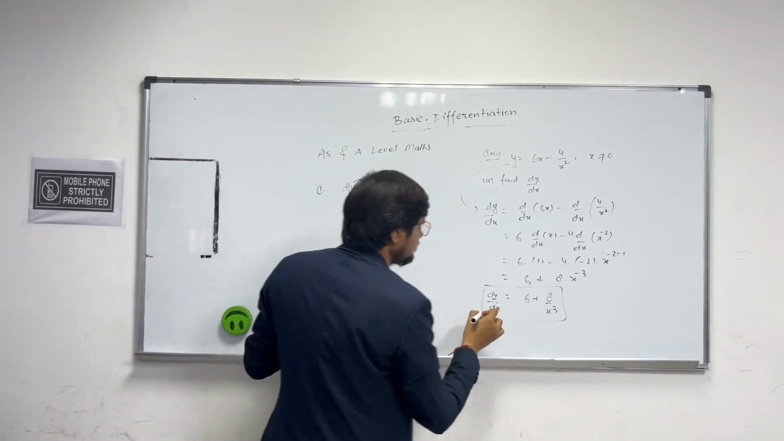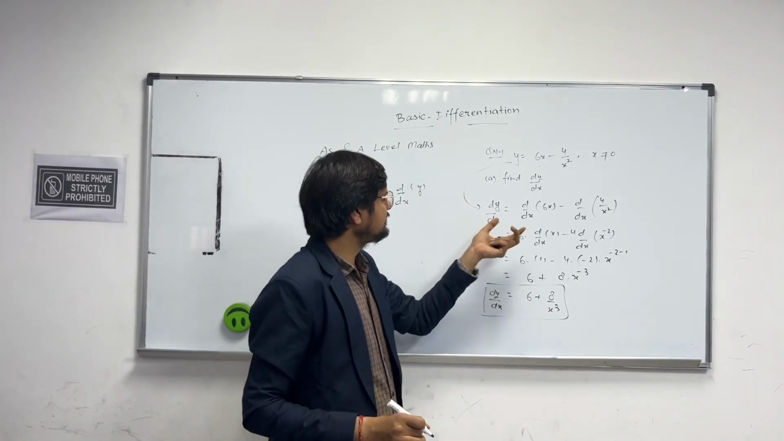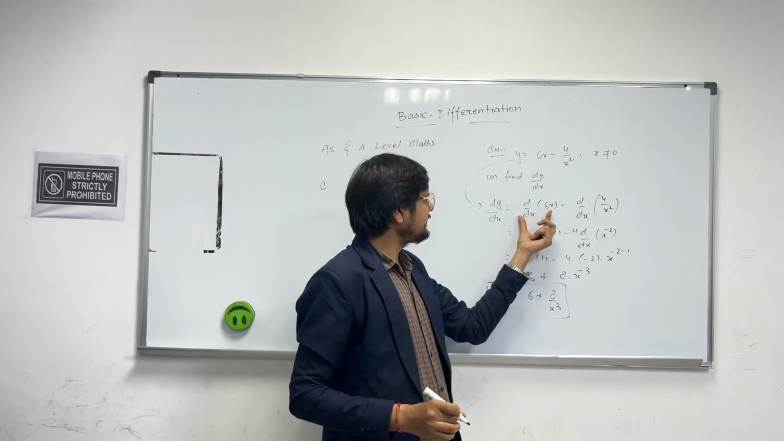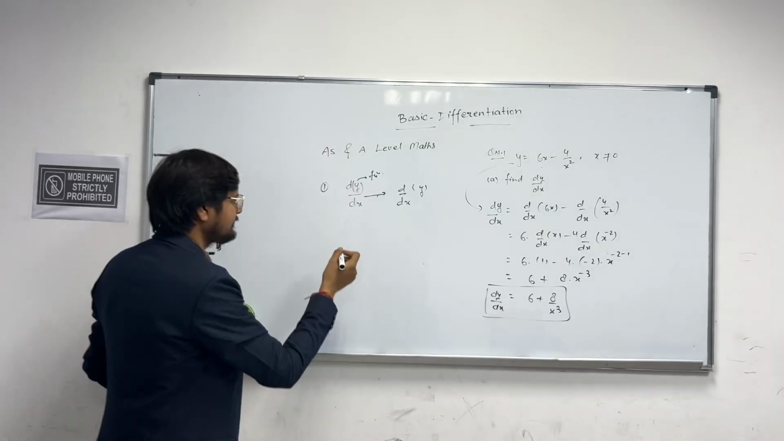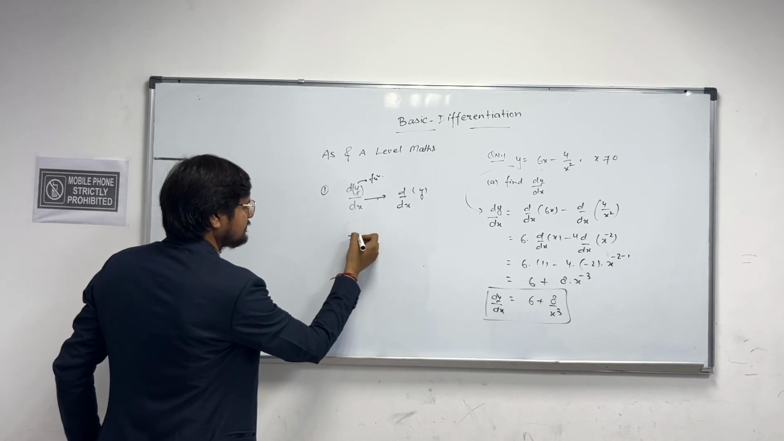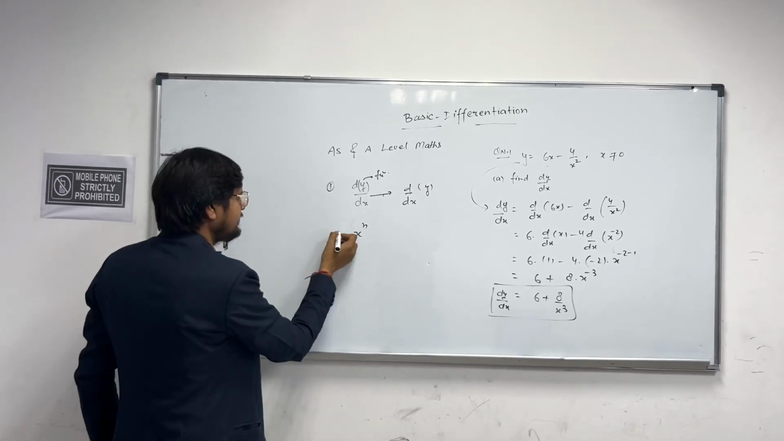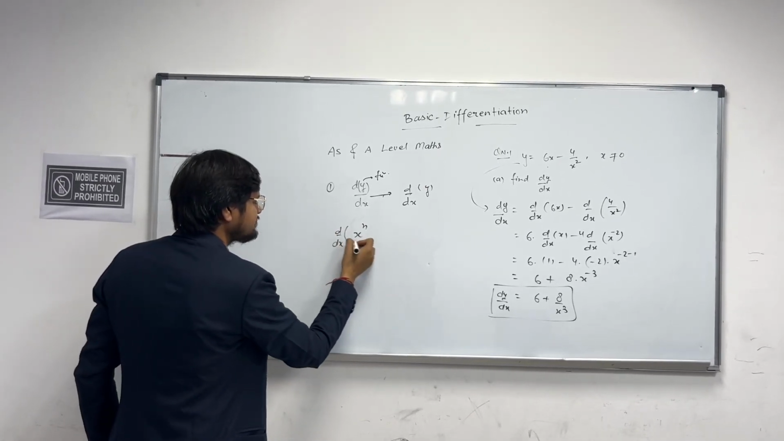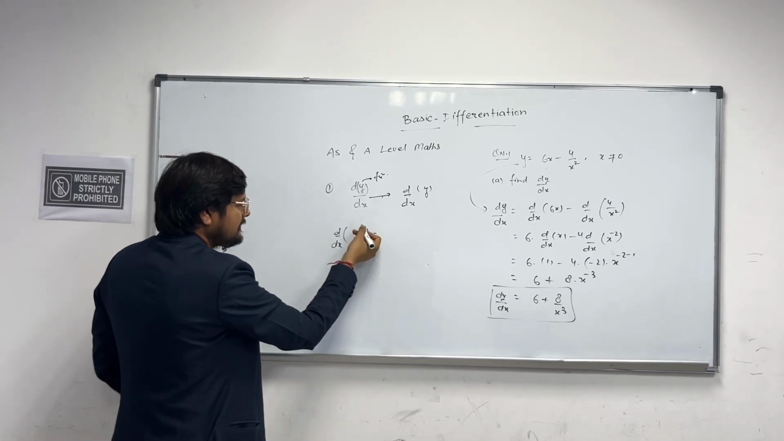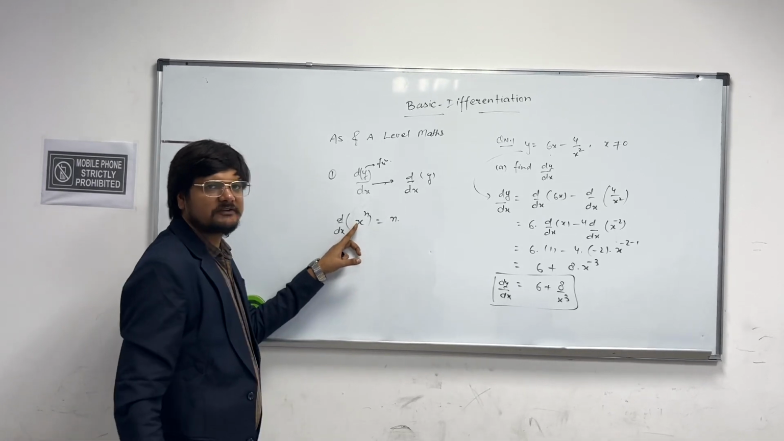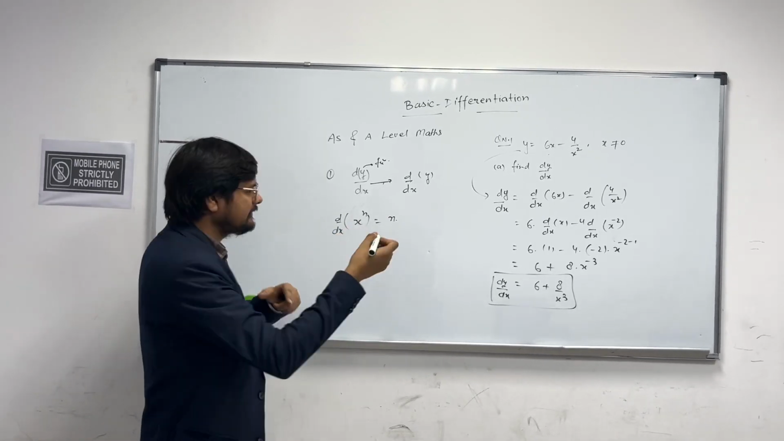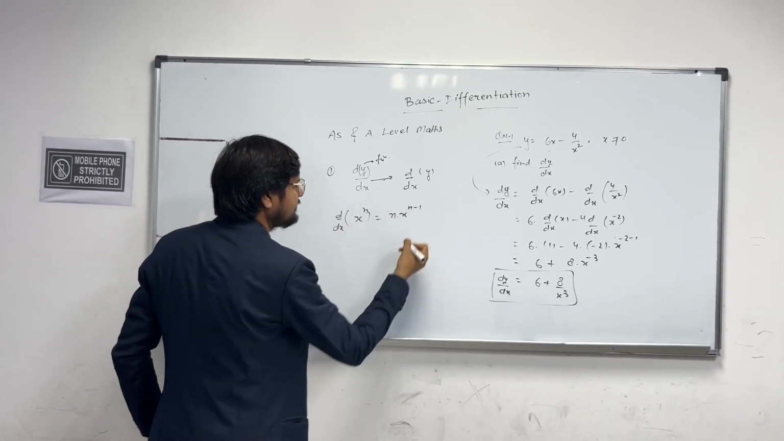Now, in this example there were two terms, and I explained both by only one formula. What is the formula? The differentiation of x to the power n with respect to x: the power comes into the multiplication side and the power reduces by 1. So it will be n times x to the power n minus 1.